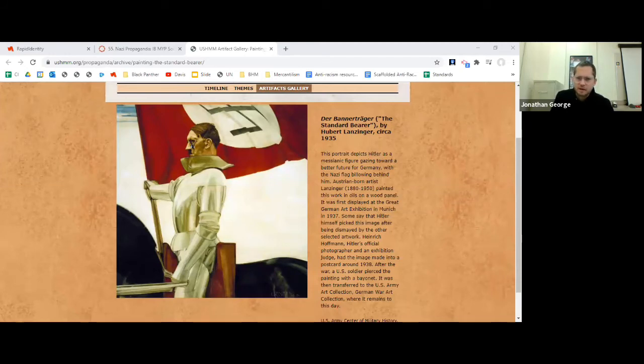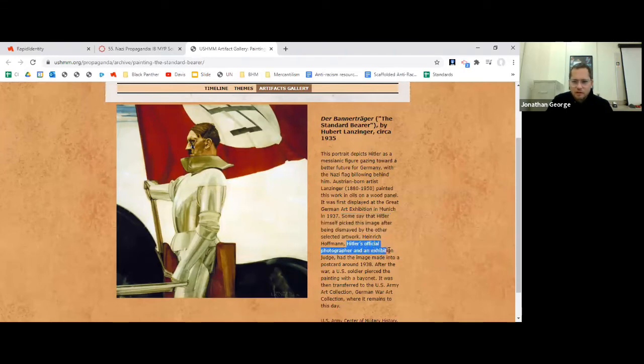The Standard Bearer. Here we have 1935, so we were pretty close with that. Look at that analysis. The portrait depicts Hitler as a messianic figure gazing toward a better future for Germany. Nazi flag, okay? This artist is an Austrian artist, and I believe it says art exhibition 1937. Some say Hitler himself handpicked this image after not liking other artwork that was created.